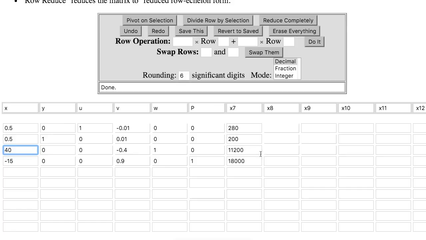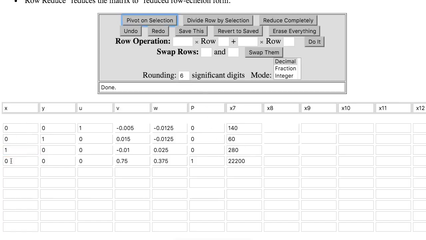Let's see, 40 into this would be 4 into 1120. That's going to be less, actually. Check these out with your calculator if you want to, but you'll find that 40 into 11,200 gives us our smallest ratio. So that's going to be my pivot element. Pivot on selection. And we're now done.